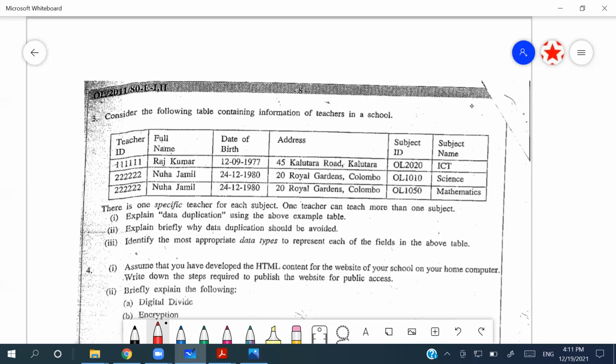So data duplication means repeating the data unwantedly, right? So if you consider the teacher ID, full name, date of birth, address, they are being repeated in the second and third columns. So it's an unwanted repetition, right? So you can explain on that aspect.